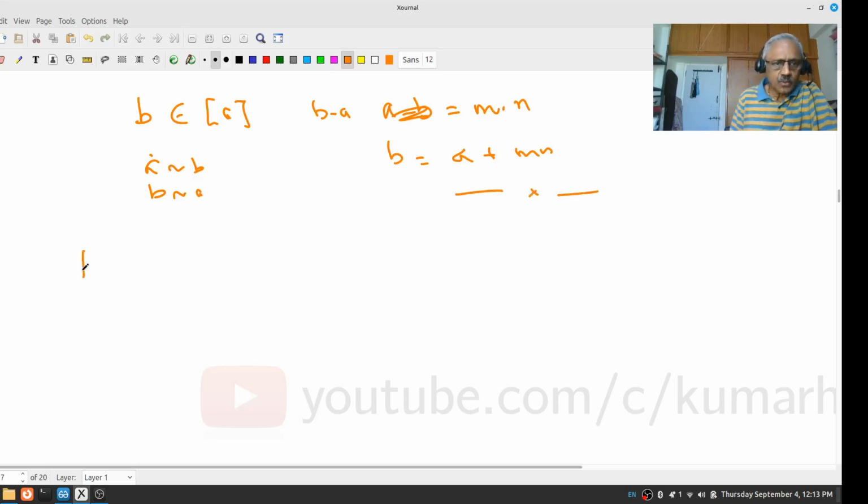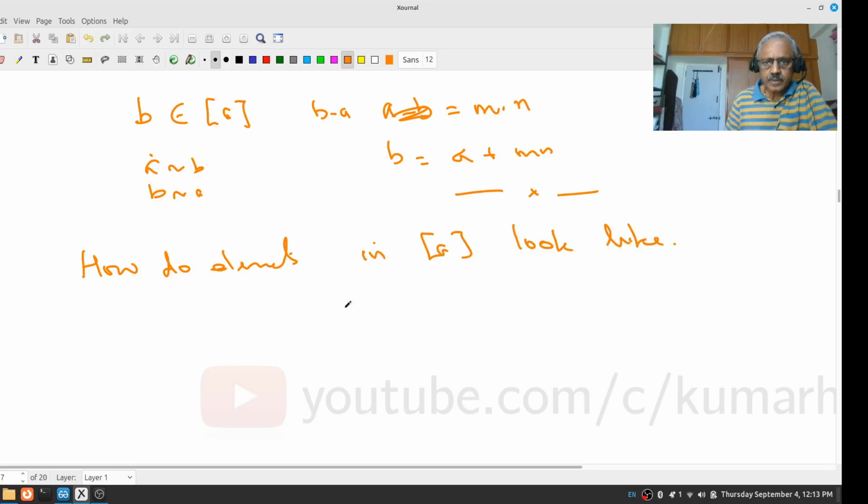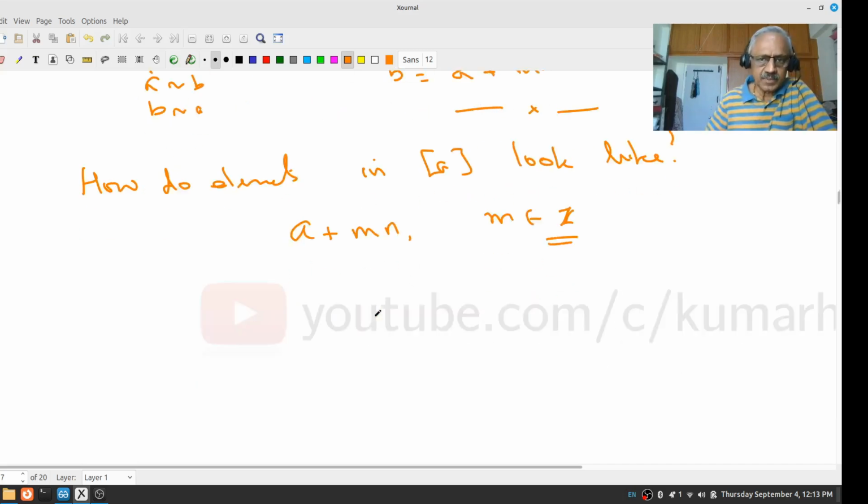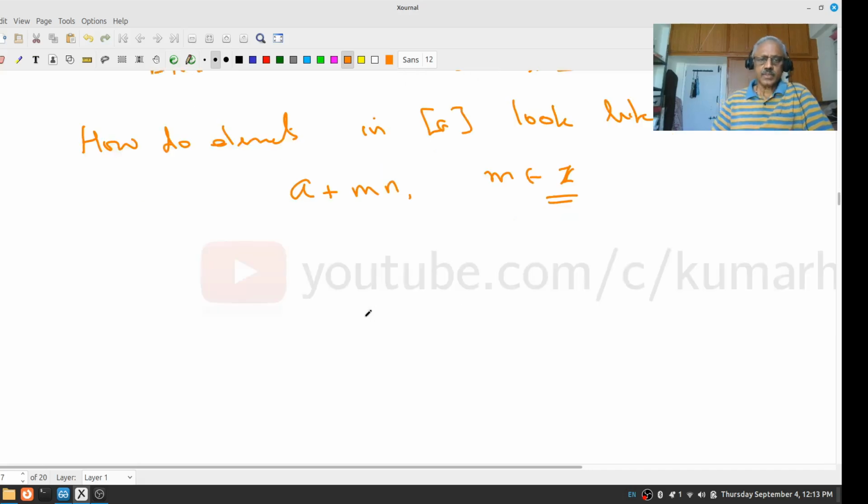So how do elements in the equivalence class A look like? They look like a plus m times n, where m is any integer. Any element must be of this form. Is that all right? Right. Now we want to do something.